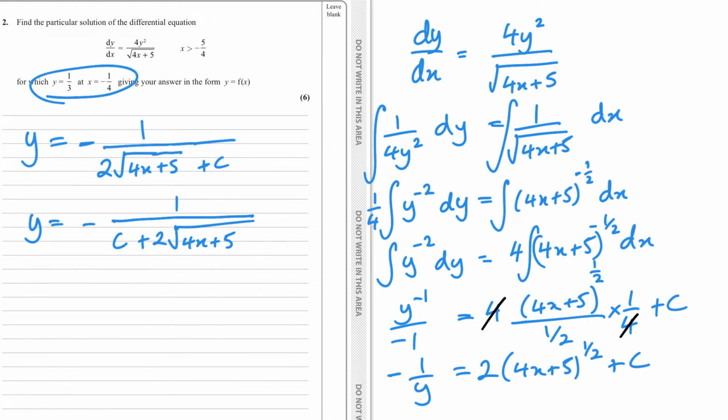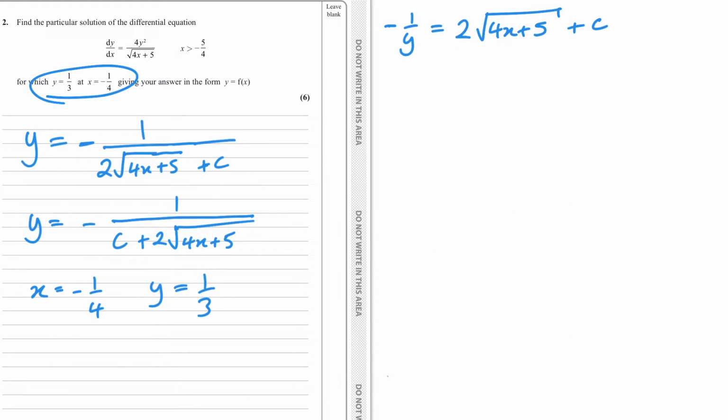Now, the question gives me my values of x and y. x is minus a quarter, y equals 1/3, and this is what I need to find my value of c. So I'm going to use the set just from a little bit before we got to this point, because I think it's a little bit easier to substitute into. So we got y is 1/3, so I got minus 1 over 1/3, which will be nice in a bit, 2 lots of, now I got 4 times negative a quarter plus 5 and plus c.